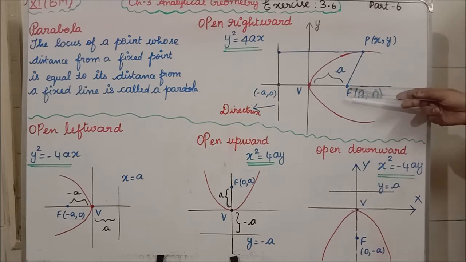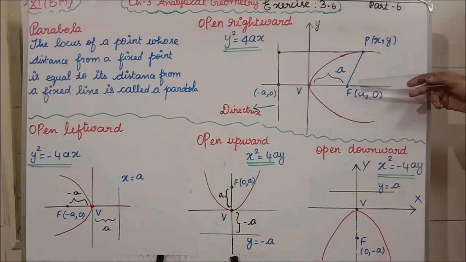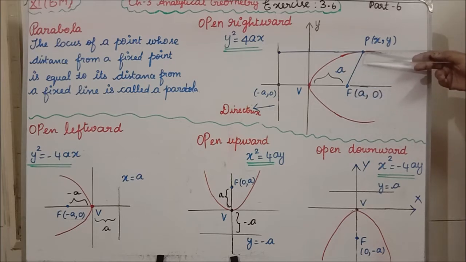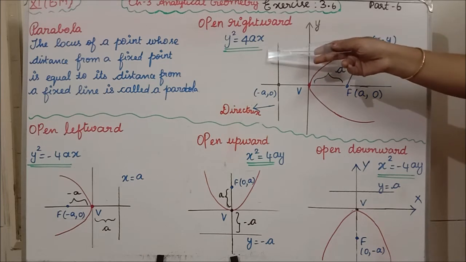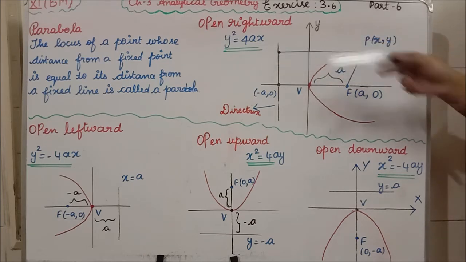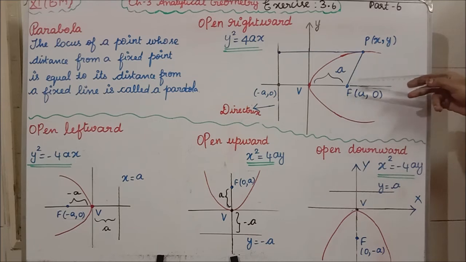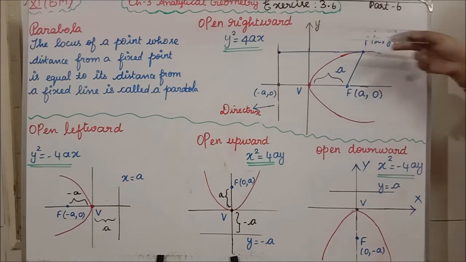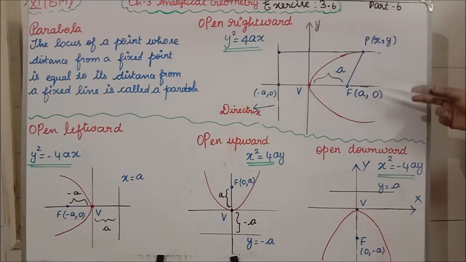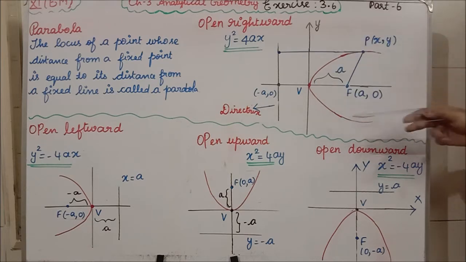So, they are saying the locus of a point whose distance from a fixed point, you all know this is the fixed point, is equal to the distance from the fixed line, which means FP is equal to PM. If you take M here, that is the fixed line. So this distance FP is equal to PM. Then both distances are equal. Then the curve is called a parabola. Clear, students, what is a parabola?